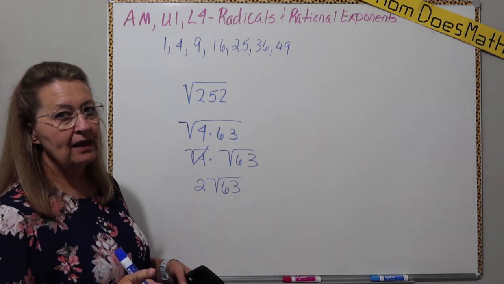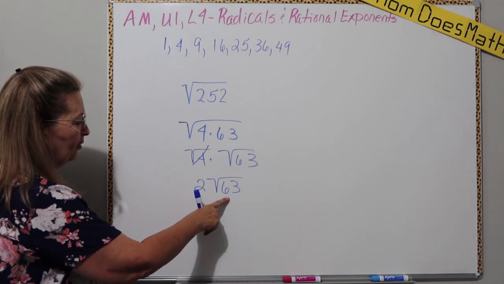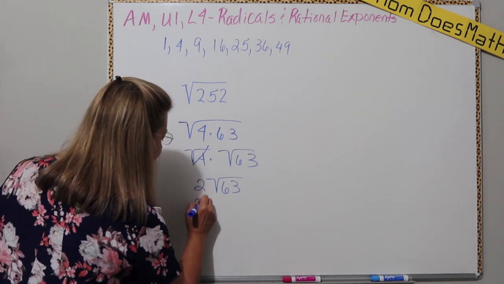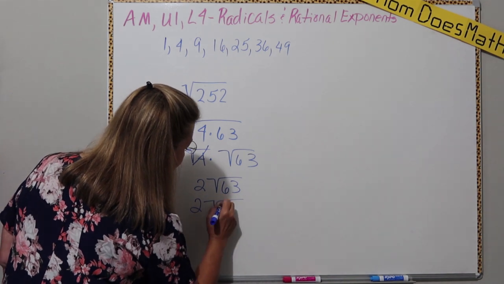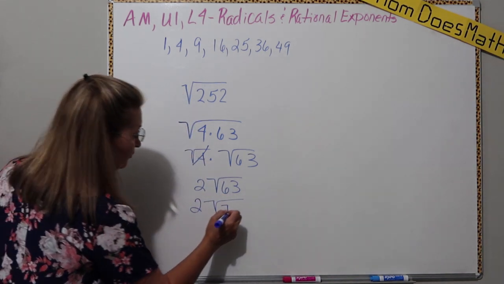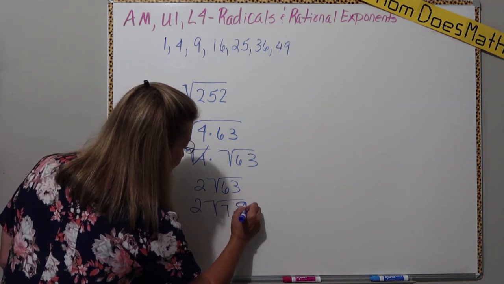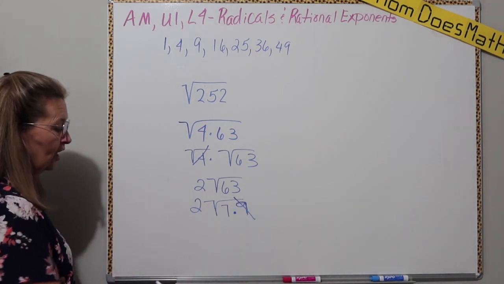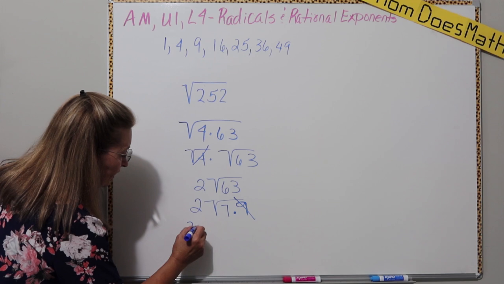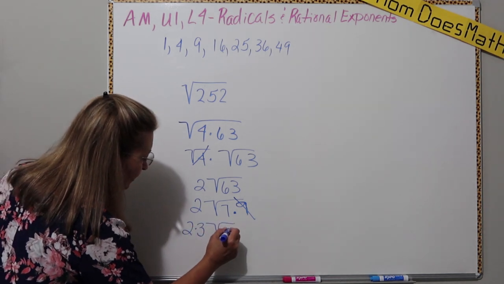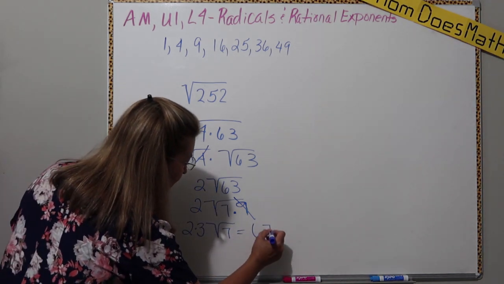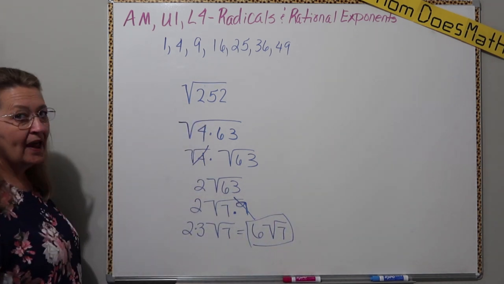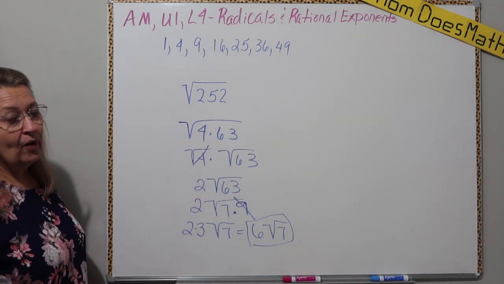I know what you're thinking, just hang on. Is there a perfect square that'll go into 63? Yes, there is. I can do it again. I can simplify it some more. 63 will break down into 7 times 9. Now what's the square root of 9? 3. So when I pull it out, now I have 2 times 3 on the outside, which is 6 square root of 7. Now, this was the long way to do it.